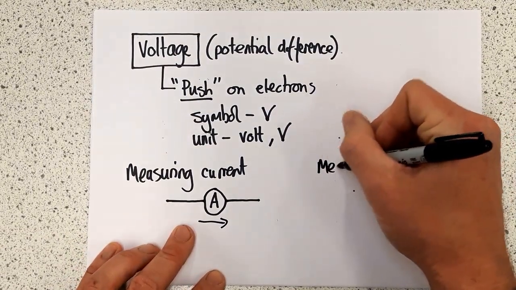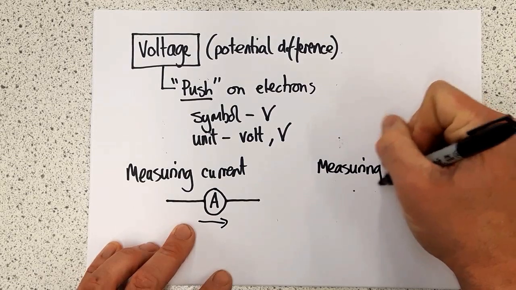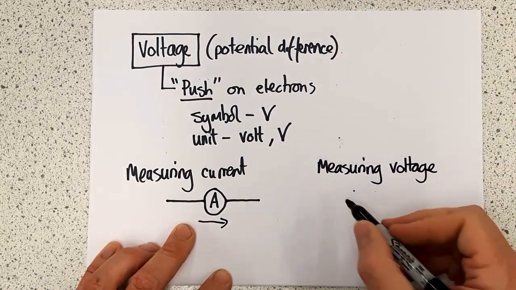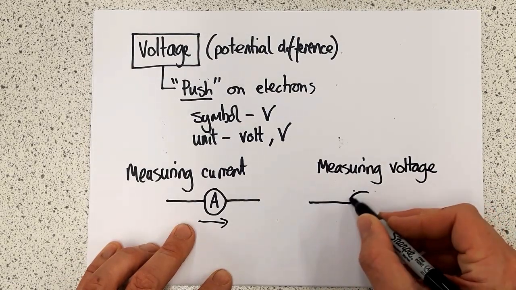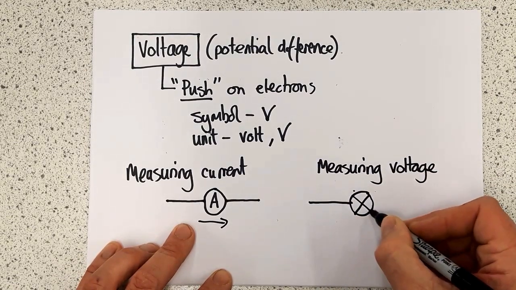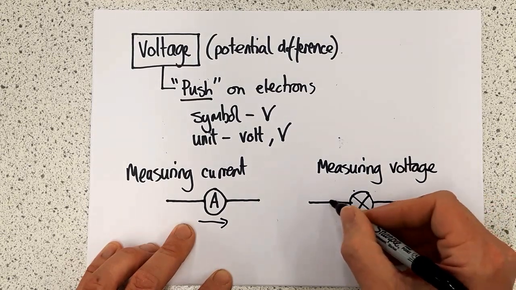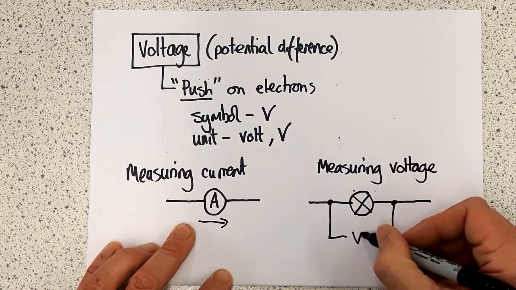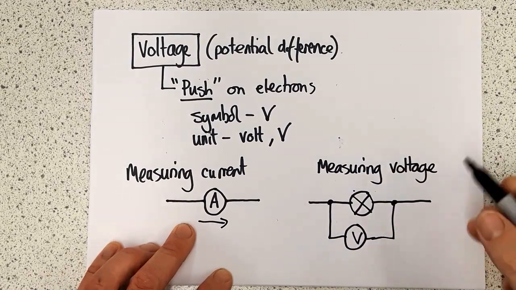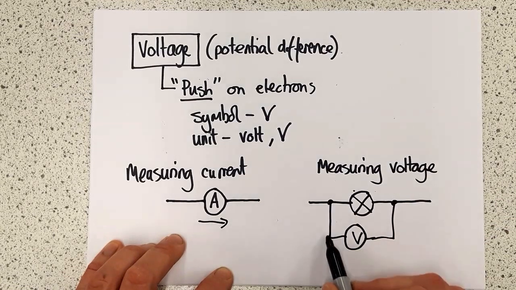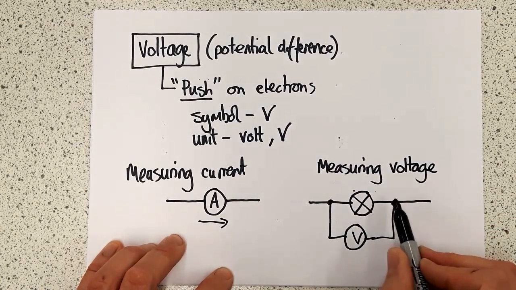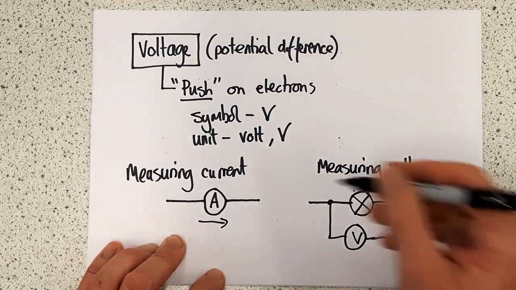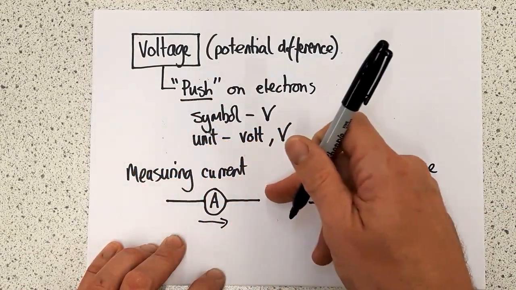Measuring voltage is slightly different, and again we'll come back to refine it as potential difference later. But when you're measuring voltage, you are essentially measuring the difference between two places in a circuit. So when you're measuring voltage, you set your voltmeter up in parallel, which means it's around the thing you're interested in measuring.